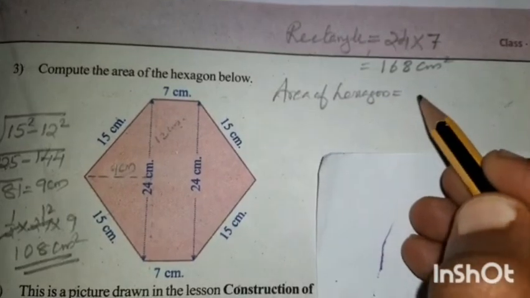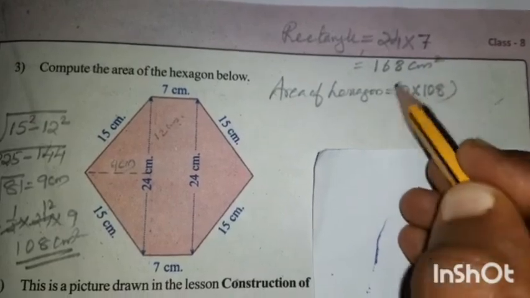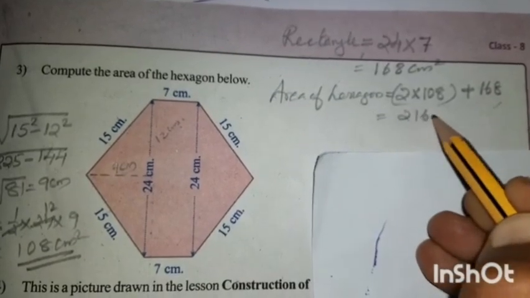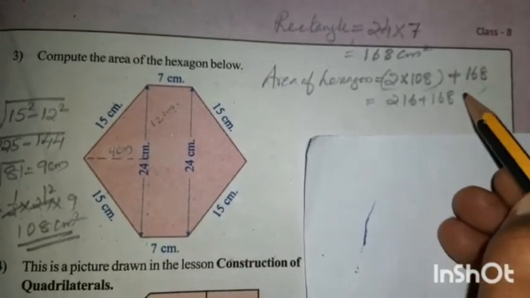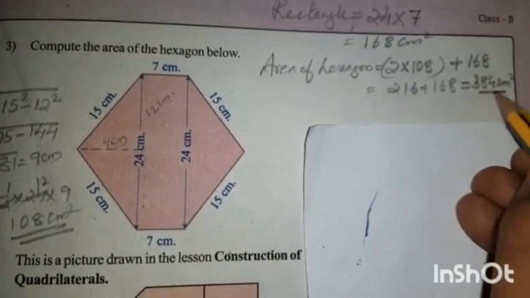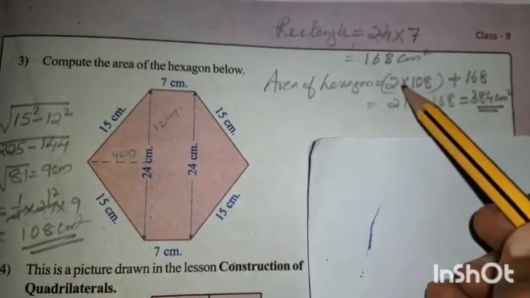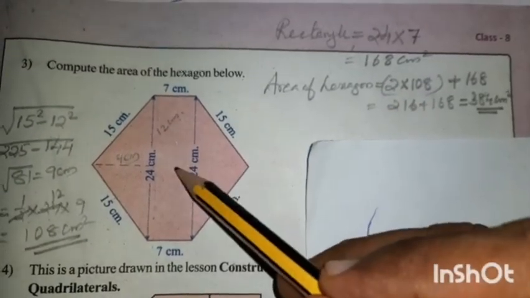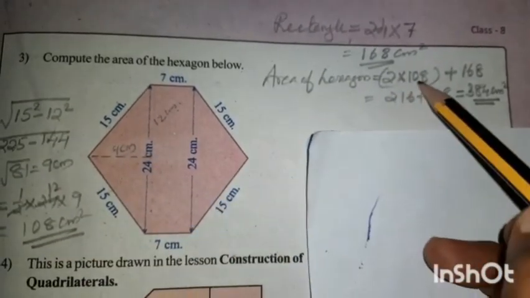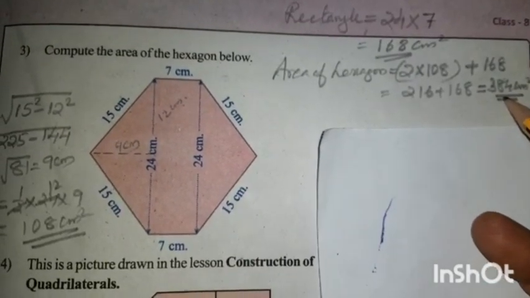So area of hexagon is equal to 2 times the area of triangle plus the area of rectangle. Two triangles are there. So 2 into 108 added to 168. 2 into 108 is 216. 216 plus 168, the answer you are getting is 384 centimeter square. So that is the total area of this hexagon. Area of hexagon is equal to 2 into area of triangle plus area of rectangle. Area of rectangle is 168 and area of triangle is 108. So 2 into 108 plus 168. We are getting 384 square centimeter as the area of the hexagon.